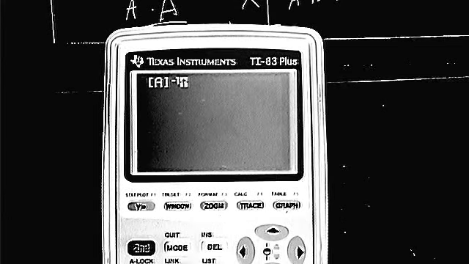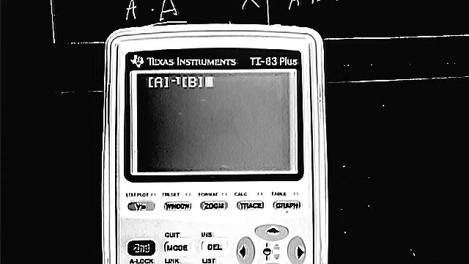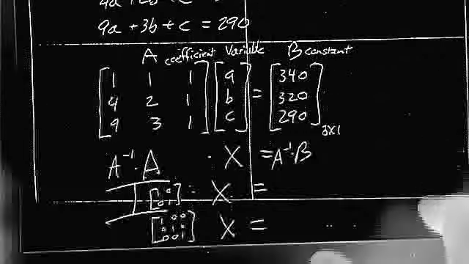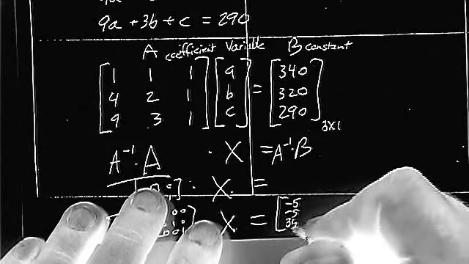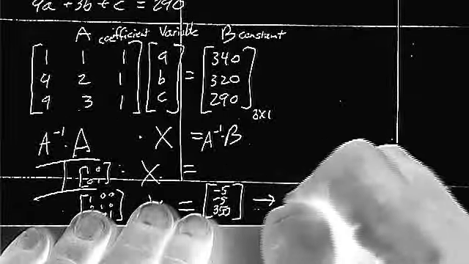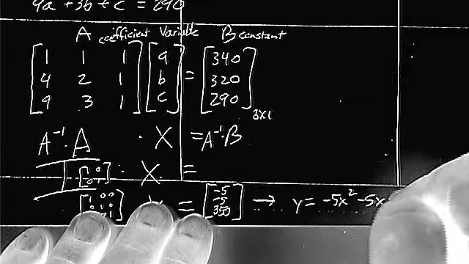Now I go back to the matrix section under names and I choose B. A inverse B. And when I hit the enter button, look, it gives me A, B, and C: -5, -5, and 350. So, knowing that information, -5, -5, and 350, I can then write my equation: y equals -5x squared minus 5x plus 350.